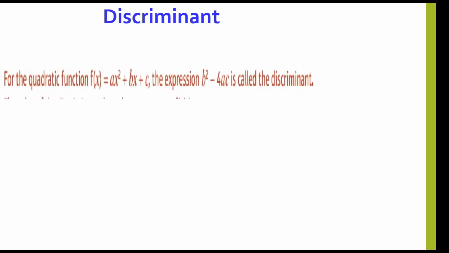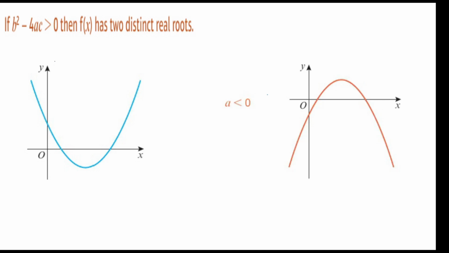Now discriminant. For a quadratic function, the expression b square minus 4ac is called the discriminant. We can predict the nature of the roots of a quadratic equation by considering the value of b square minus 4ac. If b square minus 4ac is greater than 0, then f of x has two distinct real roots. This is when a is greater than 0, this shape of parabola, and the curve crosses the x-axis at 2 points. Here also the graph crosses the x-axis at 2 points.